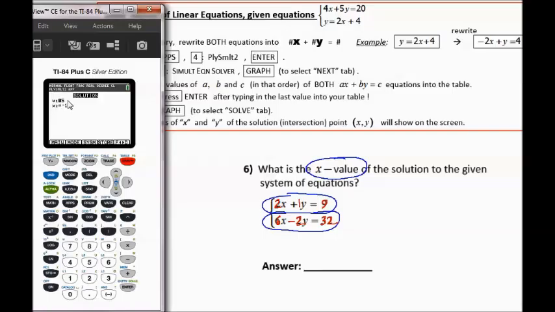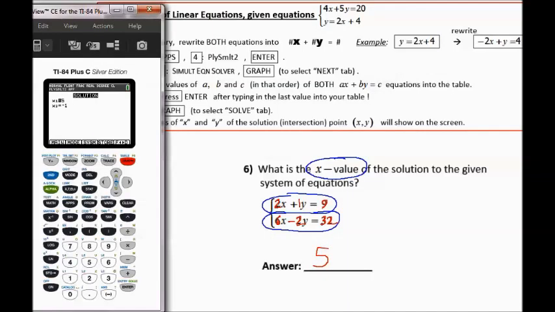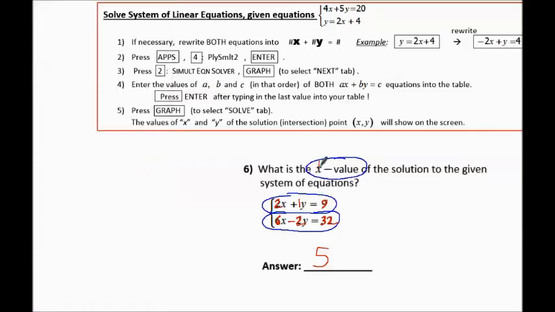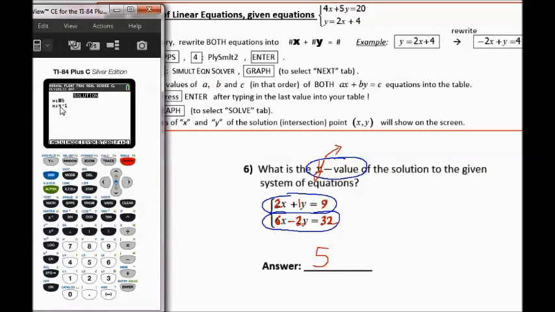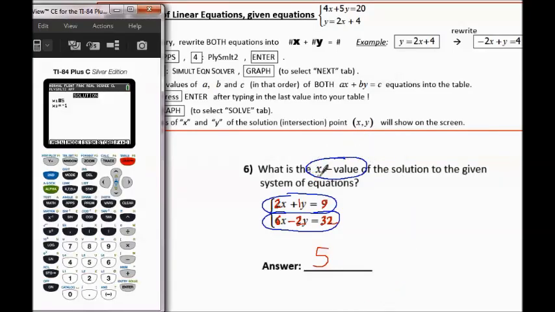The x1 corresponds to the x, the x2 would correspond to the y. In this case, the answer is only the number 5. If they would have asked you what is the y value of the solution, then in that case you would have given the second option as your answer, a -1. So always read carefully which one of the two coordinates they're asking you for, and then choose the correct one. The first one's x, the second one's y.